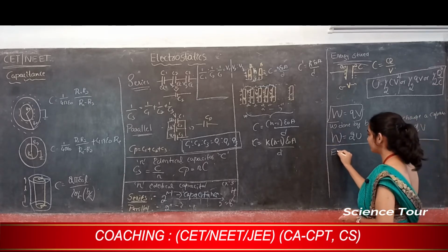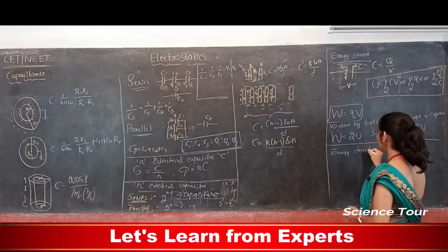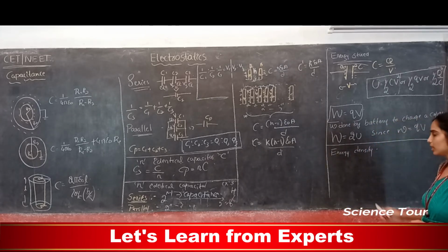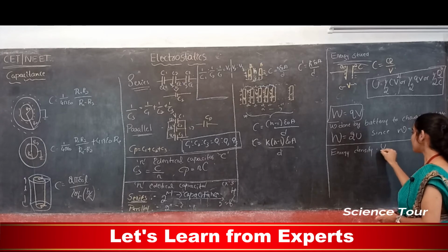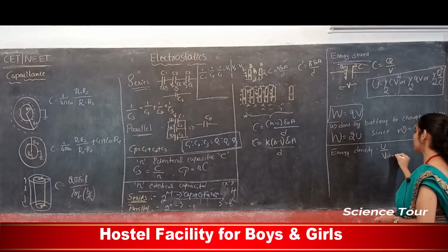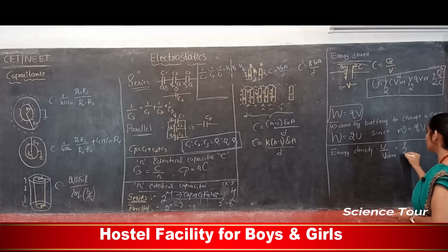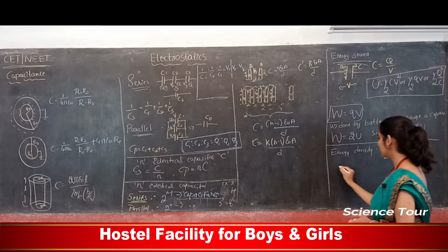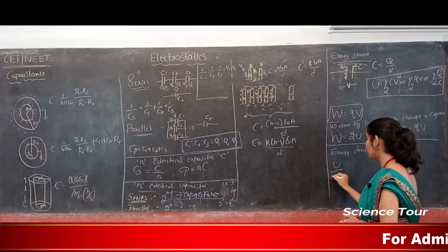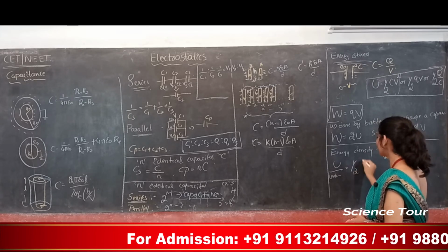Energy density. What do you mean by energy density? Energy density means energy per unit volume, correct? Energy per unit volume. What is the energy of the capacitor? Half into, let me write it here. So energy per unit volume is nothing but half into CV square.